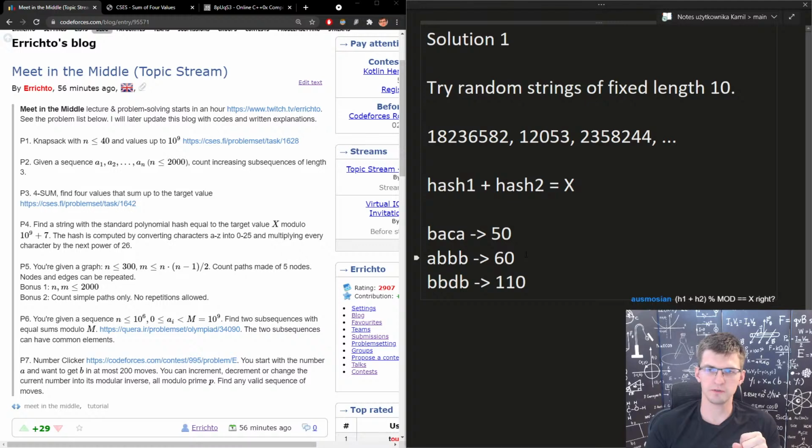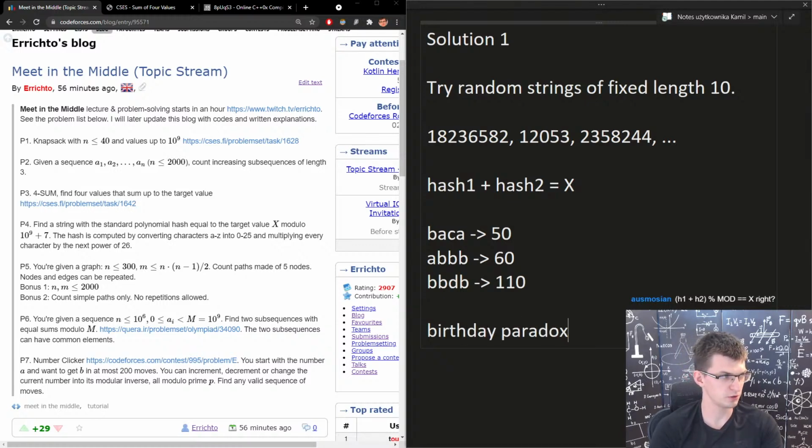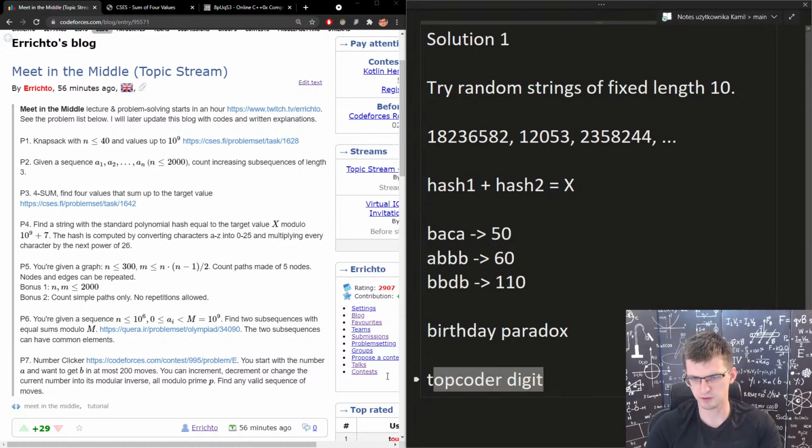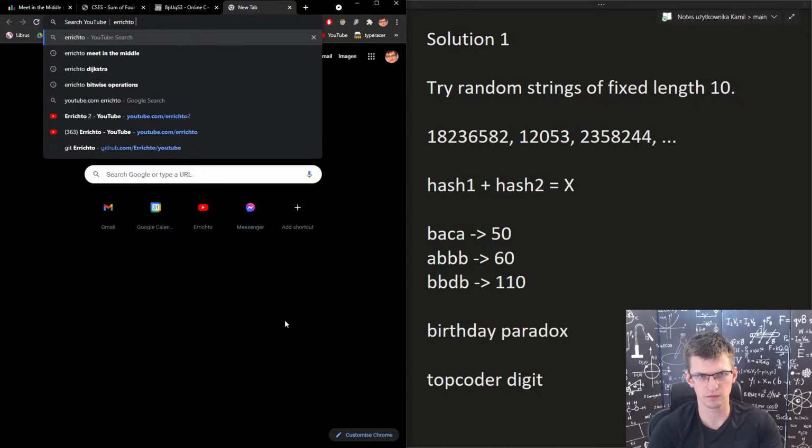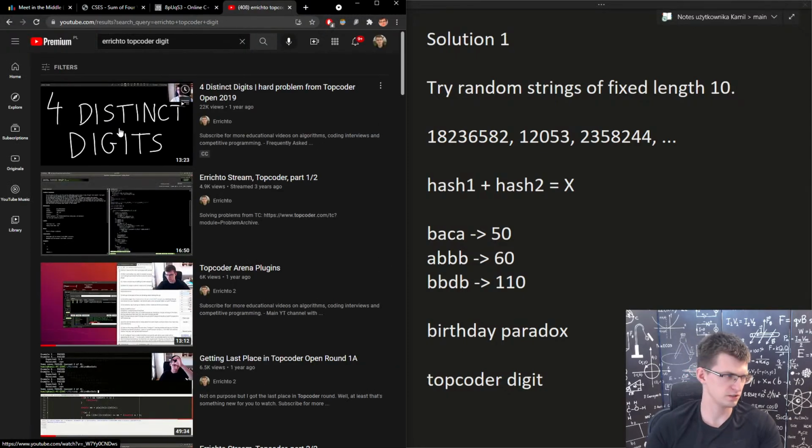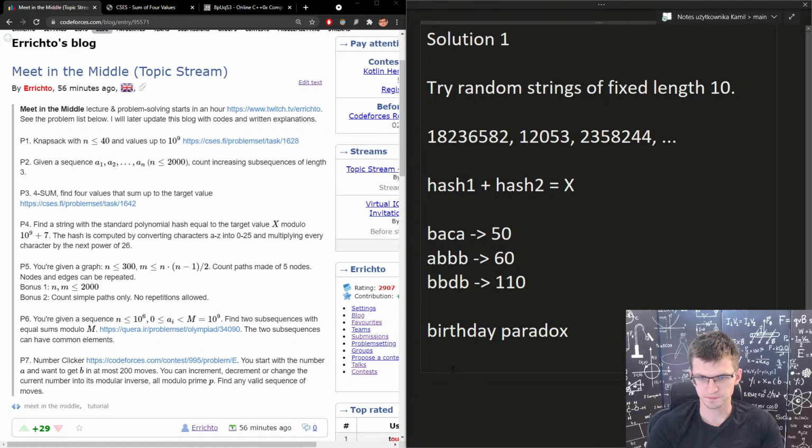And the fact that here we will be able to find two numbers with sum equal to x is some variation of the birthday paradox. If you don't know what it is, look it up later and learn about it. Also, I have a video on YouTube using the birthday paradox, but it's a difficult problem. It was a TopCoder digit problem. Let me check if we can find it. 4 distinct digits. This is a difficult birthday paradox problem. Here we are not really looking for the birthday paradox, but something slightly different, but because values are random-ish, it will still work.